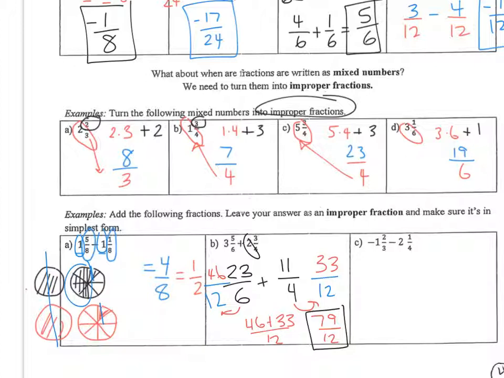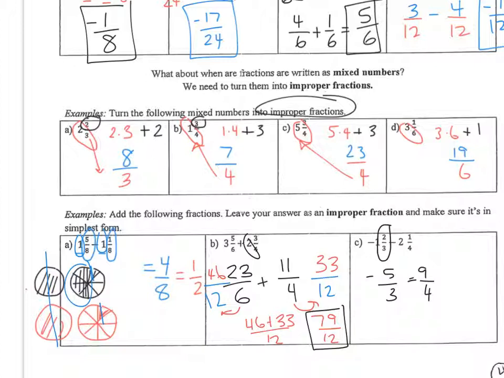So I would change them into an improper fraction. So -1 times 3 is -3. Or actually, you know what? When you do these with an improper fraction, just ignore the negative until the end. So this is -5/3. So ignore the negative until the end. 2 times 4 is 8, plus 1 is 9/4.